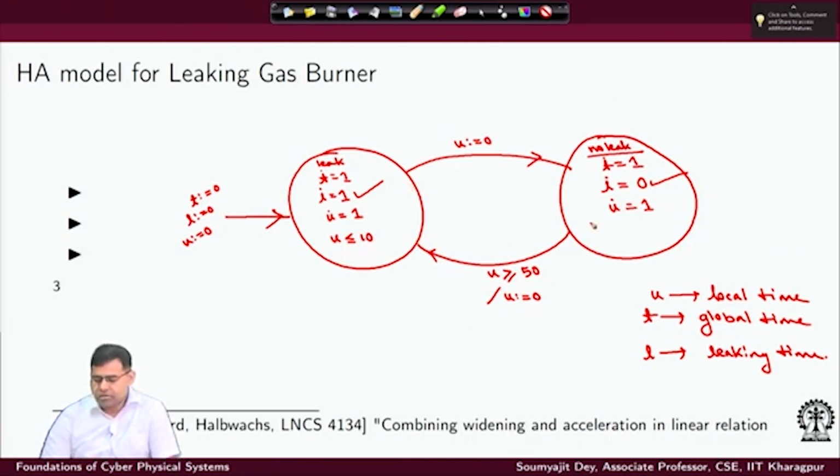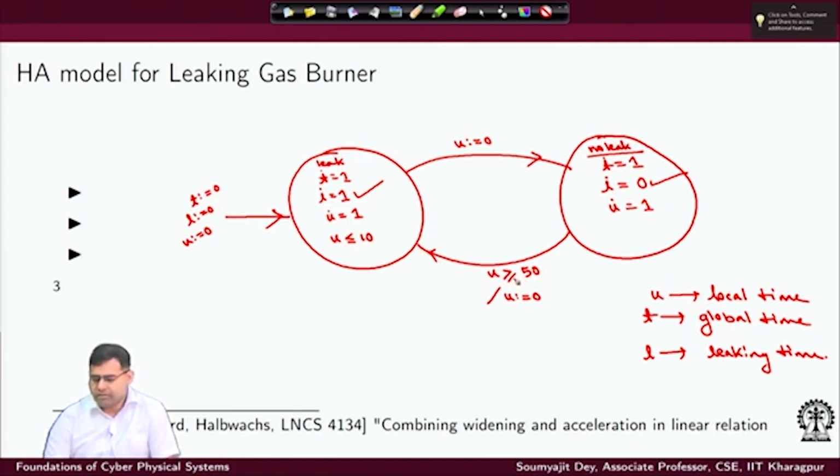So, what are my time constants? The first time constant is that once I move from a leaking state to a no leaking state, I should not have another leakage inside some 50 seconds of time. That is why here I have a guard condition which will not get enabled before U is 50. So, this is how that time constant is being satisfied.